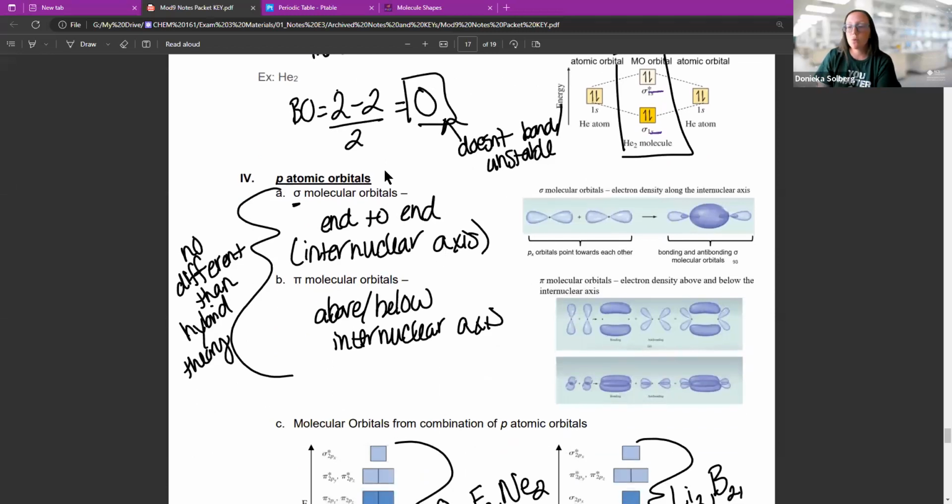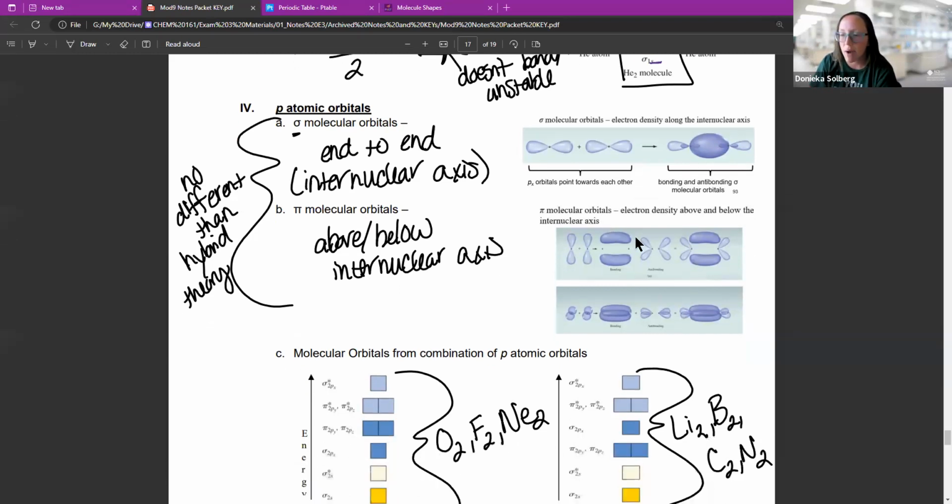Okay, so we're going to get into some p orbitals now. So what happens when we get past the 1s, right? We have those sigma molecular orbitals when they're end-to-end on the internuclear axis. And we've talked about pi bonding before. Pi bonding is above and below that internuclear axis, and that still holds true here. These are no different than the hybrid theory that we were talking about, the sigma and the pi bonds. These are just pictures representing the sigma like this, and the pi, the above and below thing, like this. You don't have to be able to draw or anything like that, but it's just the same.